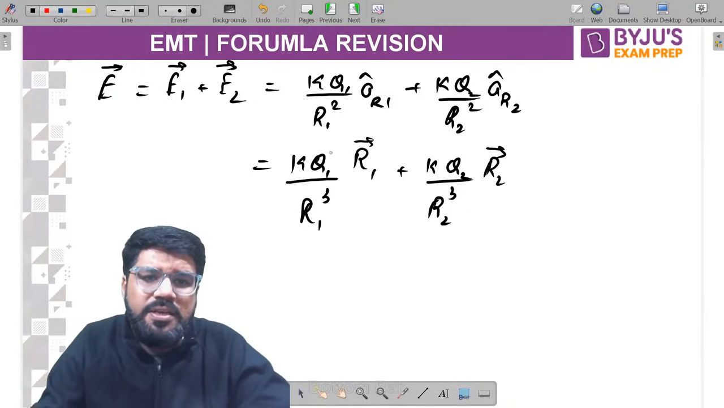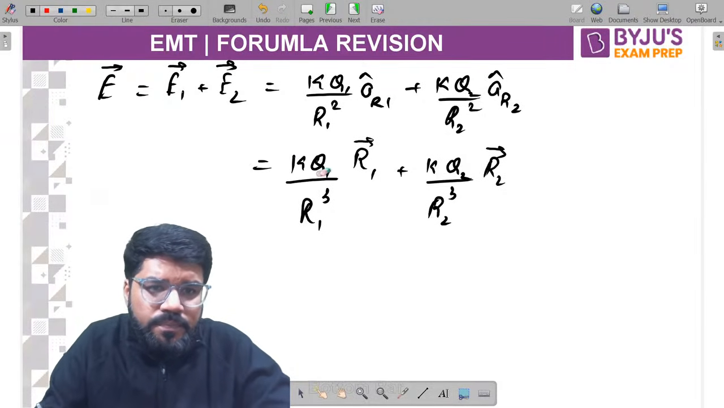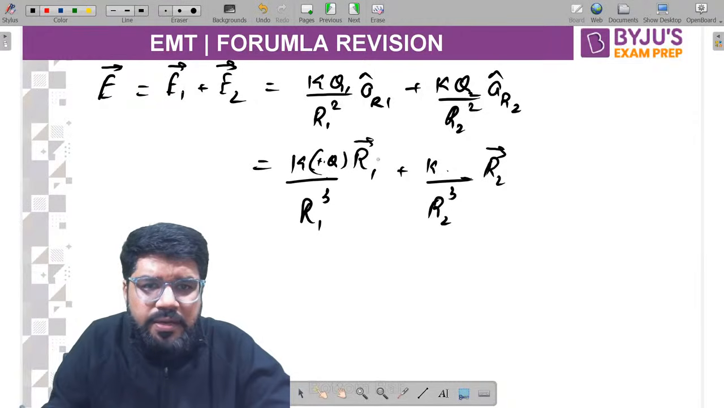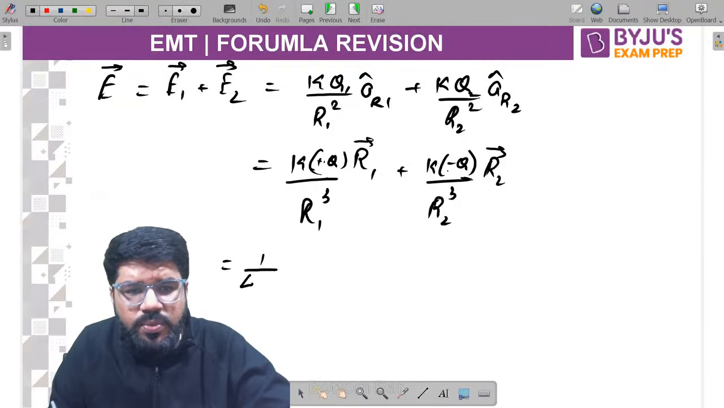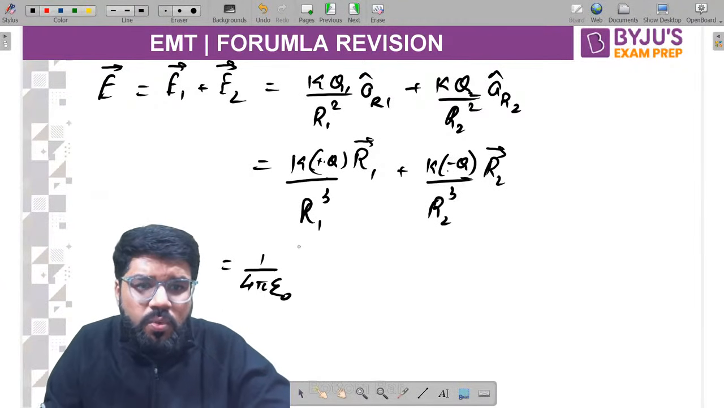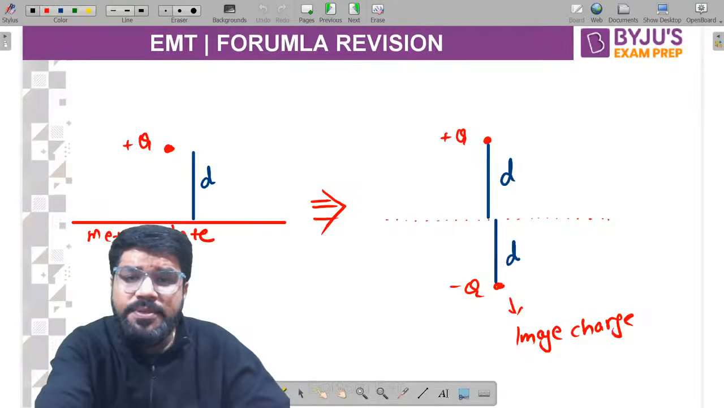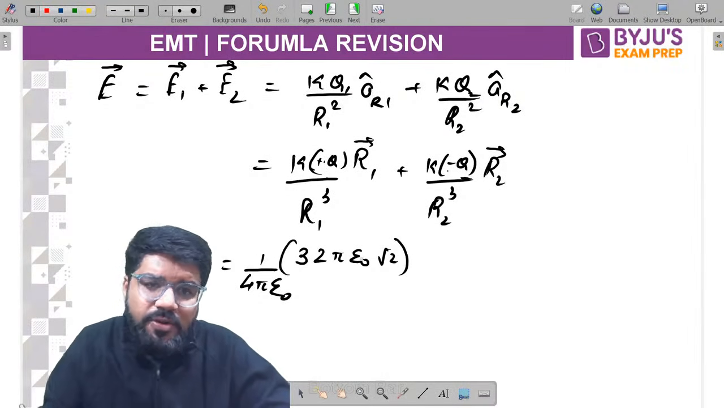Right, Q1 and Q2. What is Q1? It is Q. What is Q2? It is minus Q. Accordingly, let me place the charge itself here. This one is the charge plus Q, and Q2 is the charge which is minus Q. Okay, what is K? K is 1 upon 4 pi epsilon naught, right? What is the value of Q? It is 32 pi epsilon naught root 2. This is the value of the charge.